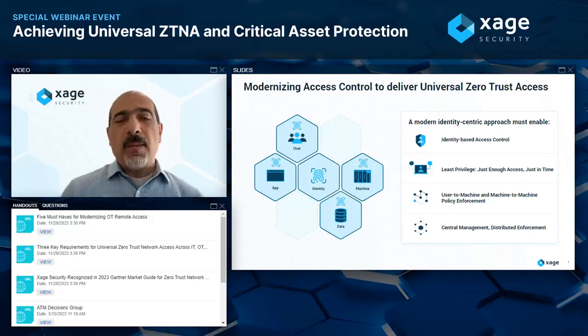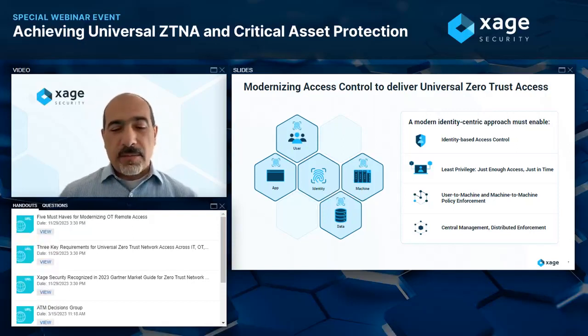ZTNA architectures allow you to get access into the environment and perhaps can control access down to an individual application or machine. But many of the attacks actually happen through that type of a path, where an attacker goes into the environment and then pivots, as I described earlier, and attacks other assets. So it's critical when you deliver universal zero trust to actually think about that lateral movement as well.